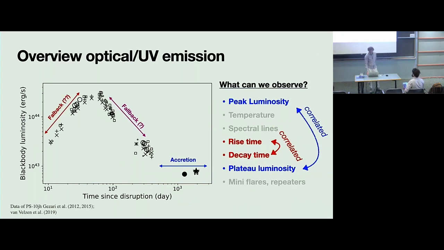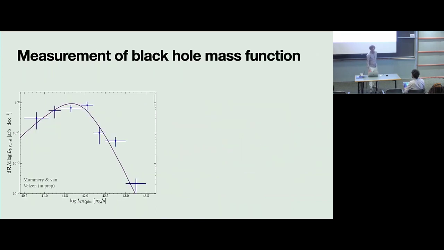And then in the last minutes, I wanted to show some work in preparation. What can we do with these plateau mass measurements? Because they measure the mass of the black hole, we actually can obtain a black hole mass function, or actually it's a black hole mass function times the TDE rate, right? So we measure here the TDE rate as a function of plateau luminosity, and you can fit this with a simple parameterized model, which is just a power law with a turnover. So it's not super surprising that we can fit this data with a simple model.